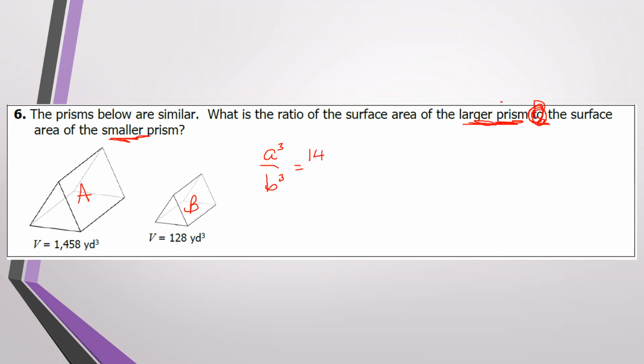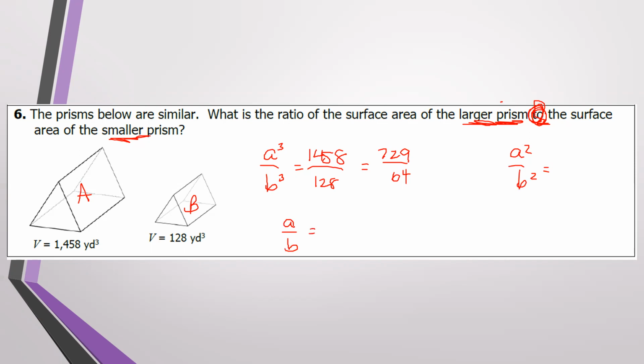So this is 1458 over 128. Reduce your fraction. Most of the time it will reduce. 729 over 64. We want to know surface area. Well, volume and surface area don't talk to each other. So volume has to talk to scale factor, and then scale factor will talk to surface area.